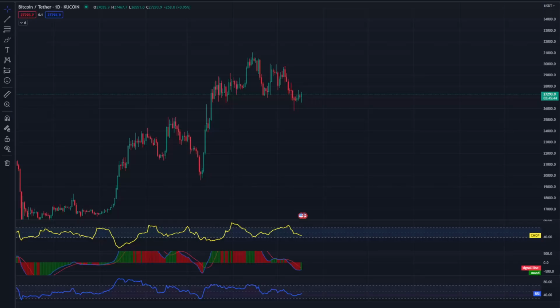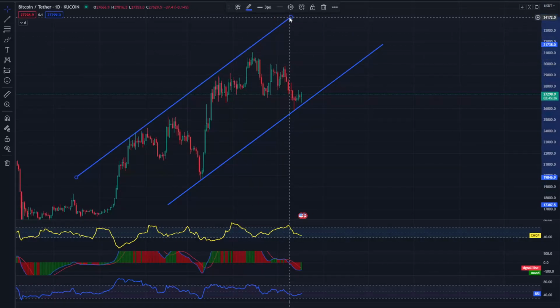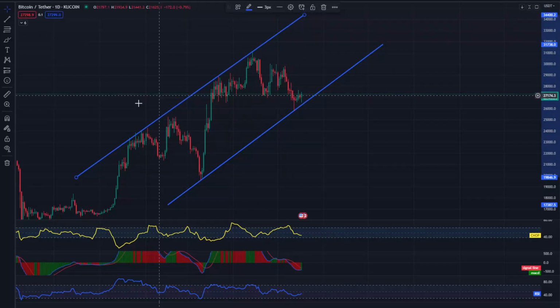Let's start by checking the current situation on the BTC pair to USDT, taking into account the one-day interval. First, we will use the blue lines to mark the uptrend channel in which the BTC price is moving at the lower limit.